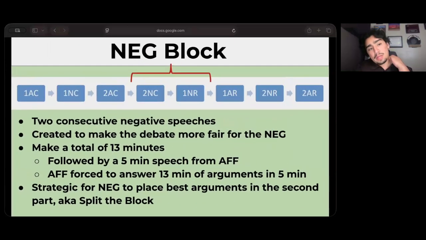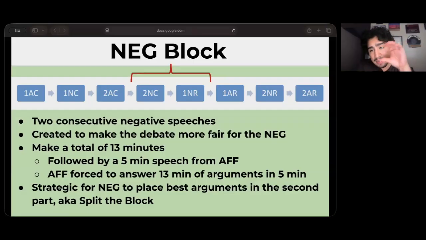Okay. Negative block. What you'll see is that the negative has two back-to-back speeches in the middle. This is created to make the debate more fair for the negative. So what you'll notice is that the affirmative starts and ends the debate. That means that they get the first impression, which is crucial for a judge that you might not know, but they also get the last words, which makes it more likely that the affirmative might sound more persuasive.